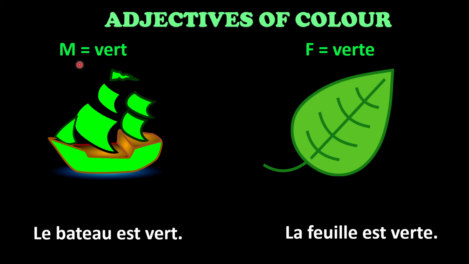So the first color is green. The masculine is vert, V-E-R-T, vert, where the T is silent. And then for the feminine you have to put an extra E. The pronunciation becomes verte. You say the T, verte. So if you're talking about a masculine noun, for example, a boat, which is masculine, le bateau, you'll say le bateau est vert. But when you're talking about a feminine noun, like a leaf, you'll have to say la feuille, which is a leaf, la feuille est verte, with an E. So masculine noun takes the masculine color, feminine noun takes the feminine color.